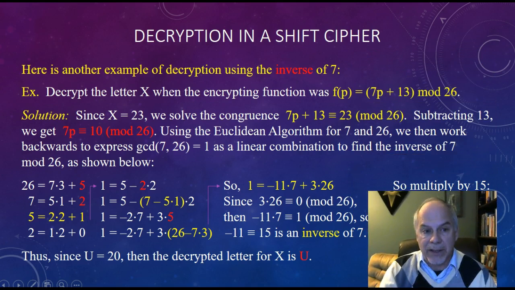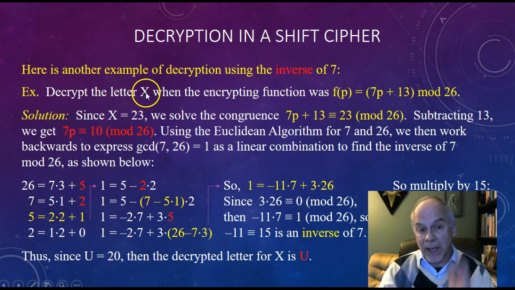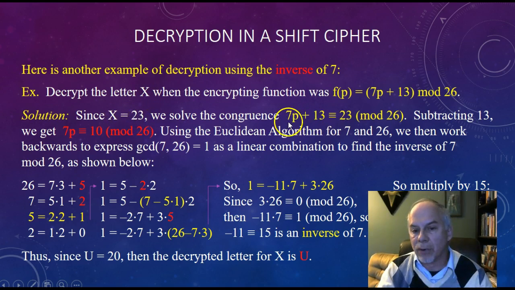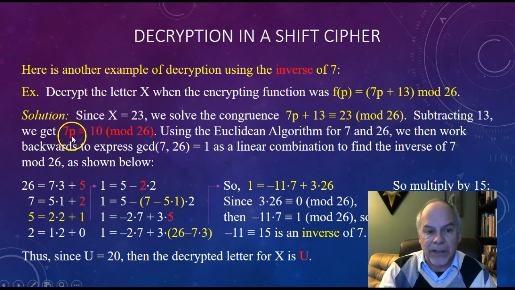Another way to do this is using the inverse. The inverse of the number 7, which is that number in front of the P. All right, so I'll show you how to do this. It says decrypt the letter X when the encrypting function is the same function we've been talking about. So the letter X is 23. So we need to solve the congruence 7P plus 13 equals 23. Now, just like we did before, we can subtract 13 from both sides. So you get 7P is congruent to 10 mod 26.